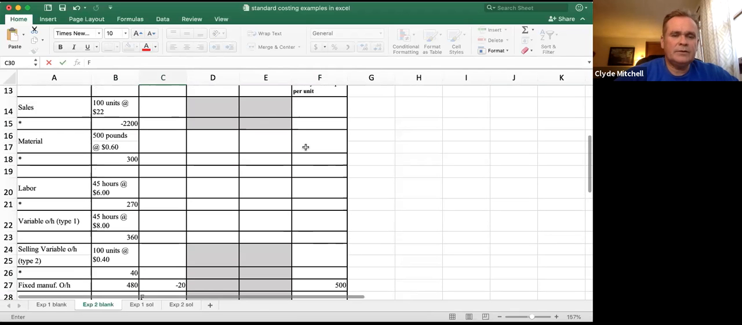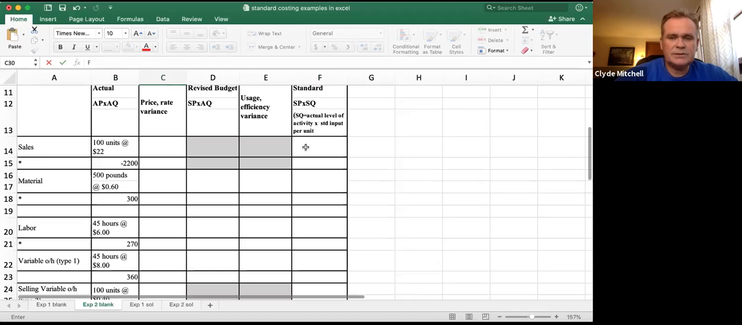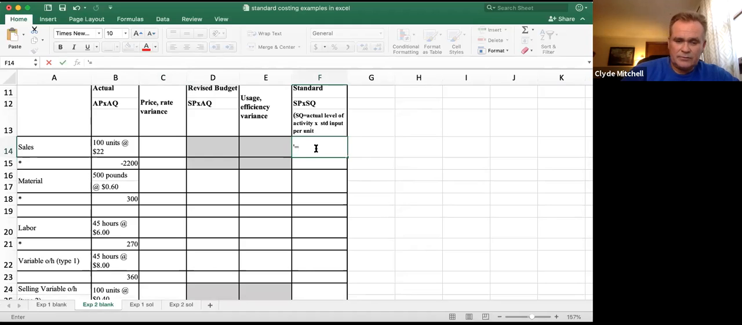So we'll move up now and look at sales. Sales is easy because the standard quantity is just the actual quantity, because there's only one selling price per unit. So here we have 100 units multiplied by the standard selling price of 20, so we have 2,000. The difference between these two, actual minus what it should have been, is minus 200. It is favorable. Why? Because I've got more revenue than what I had planned.